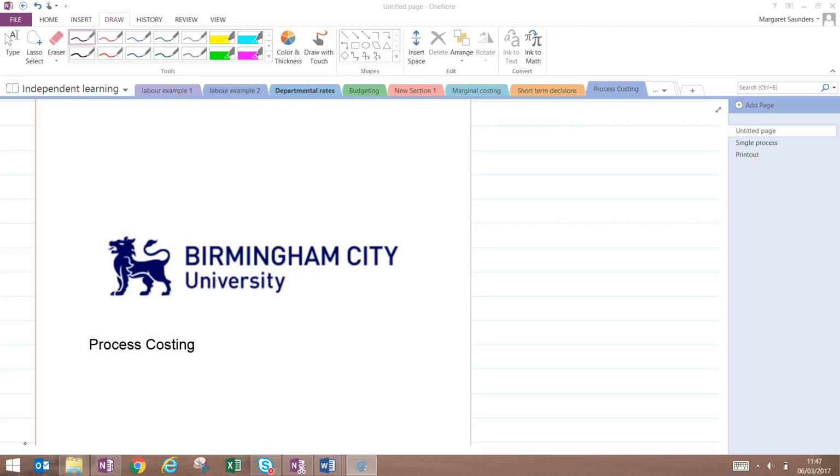Process costing is slightly different in that we are producing products continuously, so there is no definite start and stop point. However, we still need to be able to calculate how much it is costing us to produce a unit of our product, and that is what we are going to be looking at today. Examples of process costing would be within the chemical industry, the brewing industry, mining, or perhaps one that you're more familiar with, the chocolate industry, where chocolate is being produced on a continuous process.